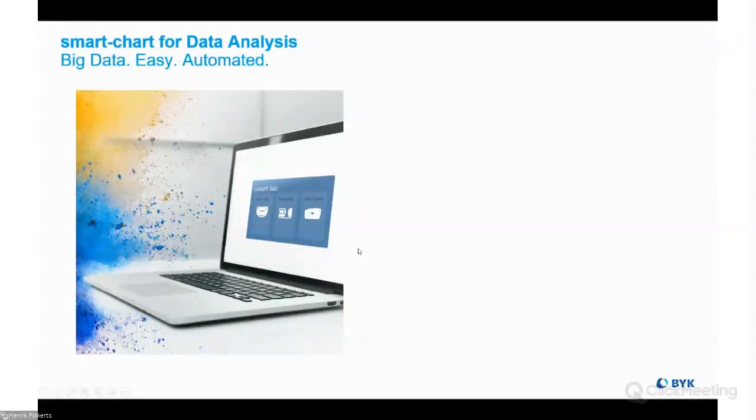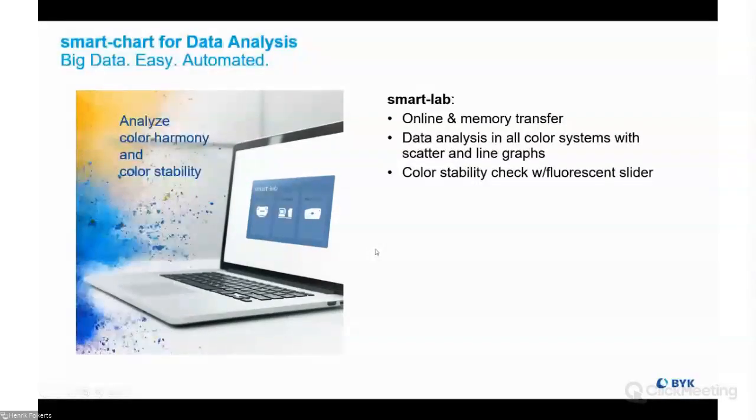Okay, in general, Smart Chart. We have two packages. We have the Smart Lab package, designed for online measurement and for memory transfer. What does memory transfer mean? You measure everything first just with the instrument, it's only stored in the instrument, and then you can send it to the software package. Or you hook it up by a cable or by a LAN connection, and then you have direct online. You measure it and you immediately see it in the software.